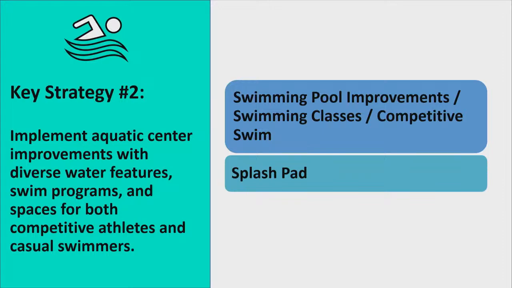The second key strategy would be to implement aquatic center improvements with diverse water features, swim programs, and spaces for both competitive athletes and casual swimmers. This will be achieved through 2 goals. The first one, swimming pool improvements, classes in competitive swim, collaborating with local providers to address participation barriers, capacity, and explore expanded use of the McCambridge pool.